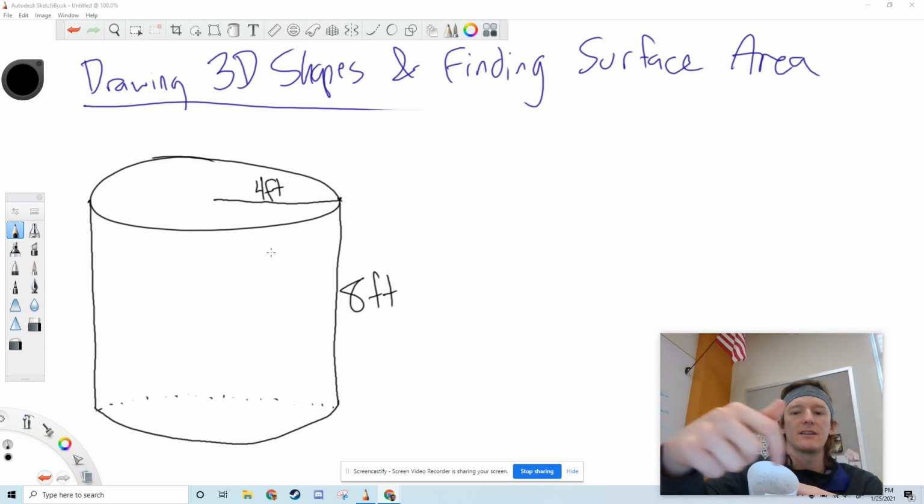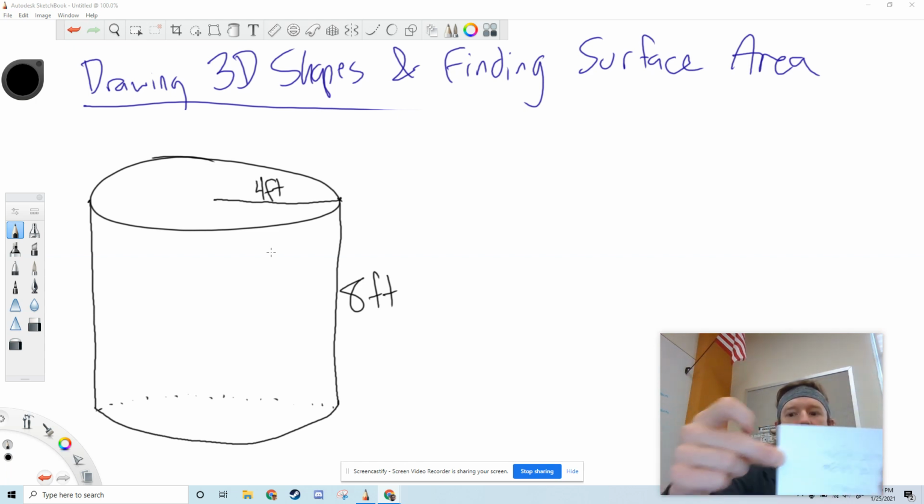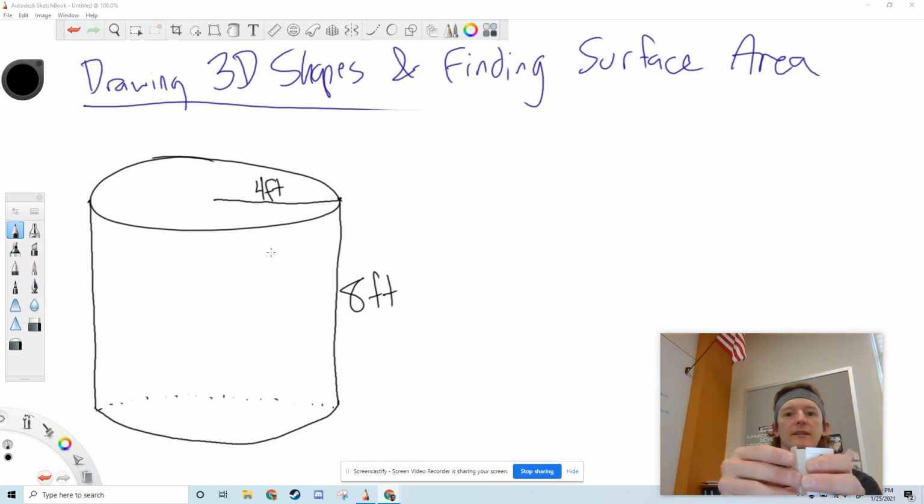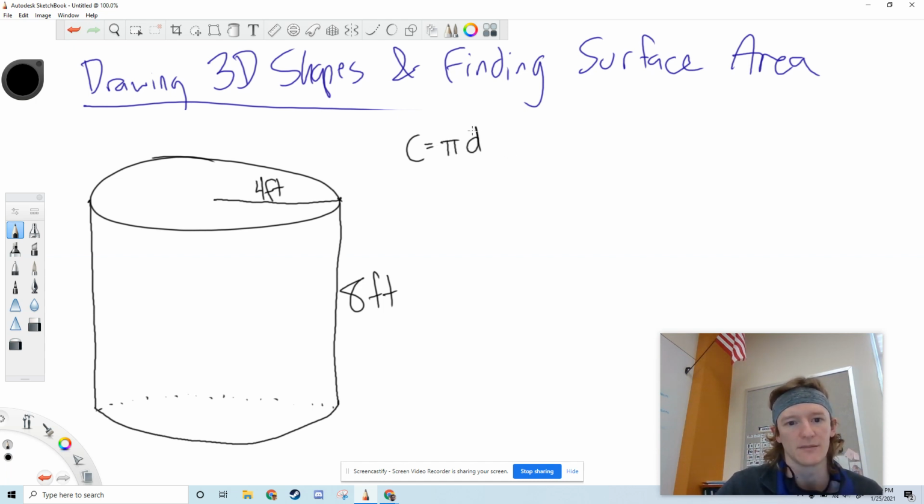Now, the rectangle's length is the same as the circumference of our circle. So let's find out our circumference. Circumference is pi times diameter. So that's 3.14 times the diameter of the circle, which is all the way across. So it's going to be 8 feet.